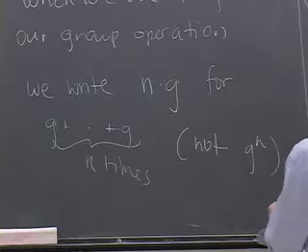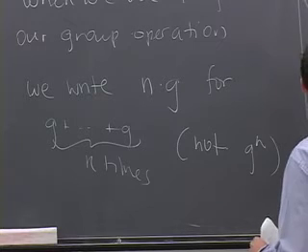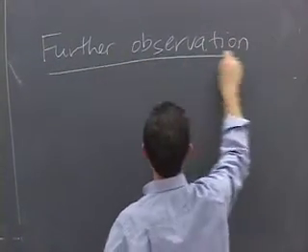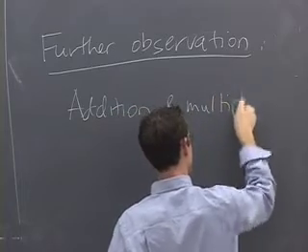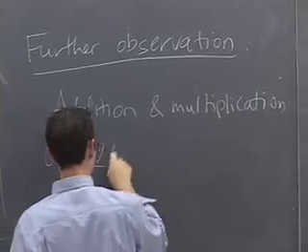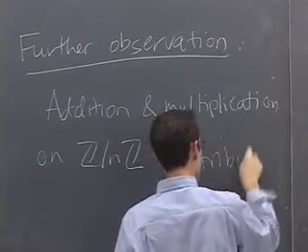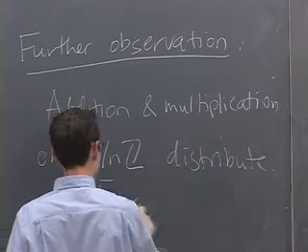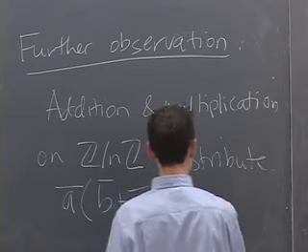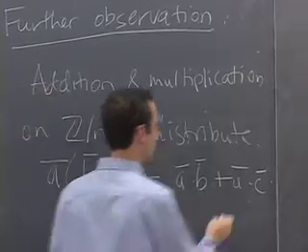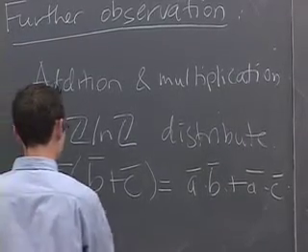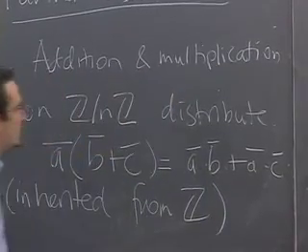OK, so let's make a further observation about these two things. The addition and multiplication on Z mod nZ distribute, in the precise sense that if I multiply a bar times b bar plus c bar, then this thing is the same as a bar b bar plus a bar c bar. Now, of course, this seems like an utterly obvious thing because it's just inheriting what's going on from the integers. So this is inherited from Z. And so it's a very, very simple verification.